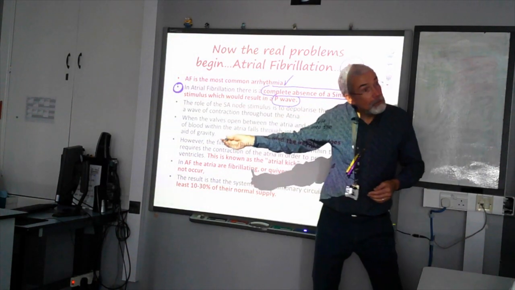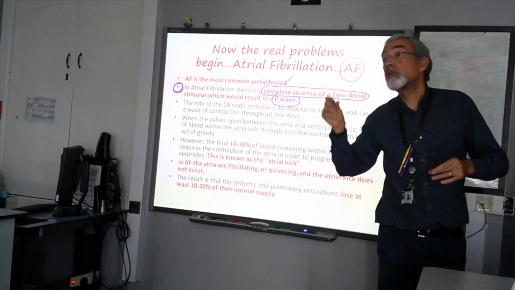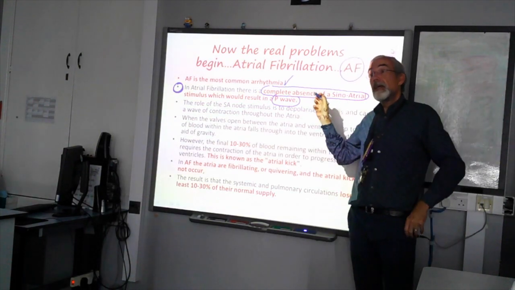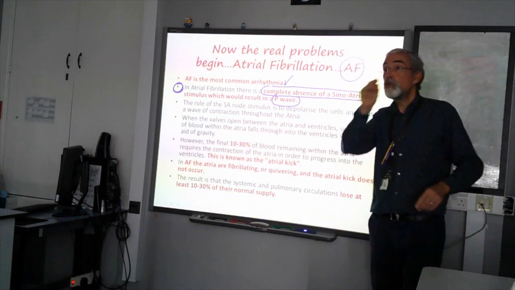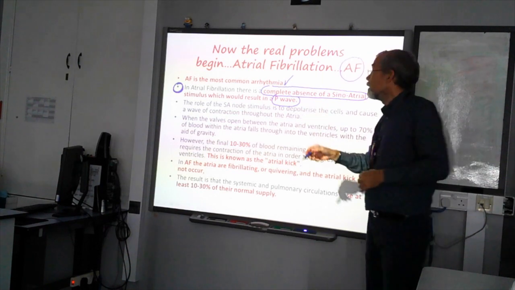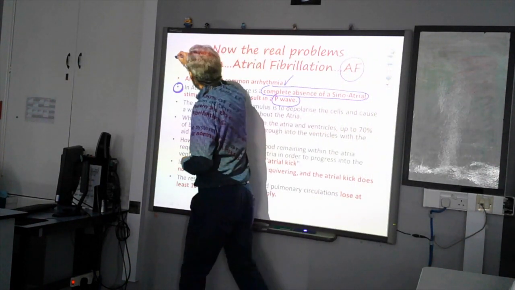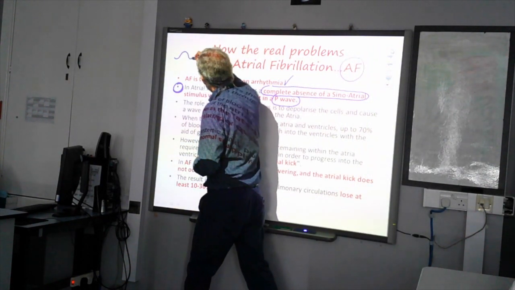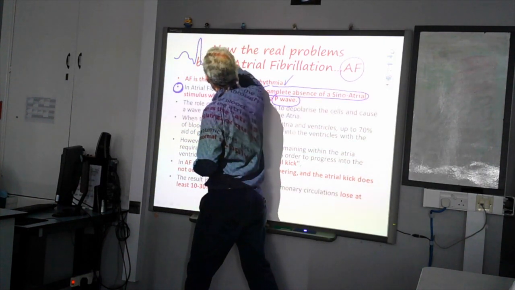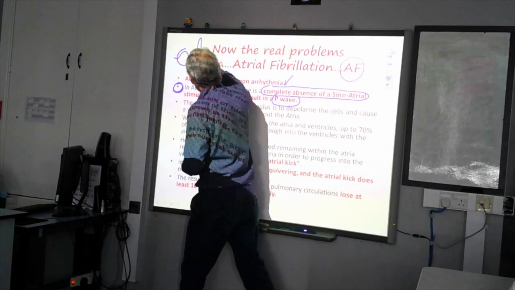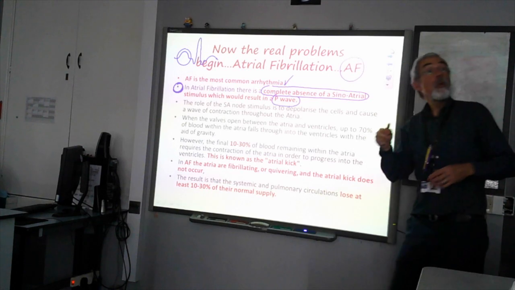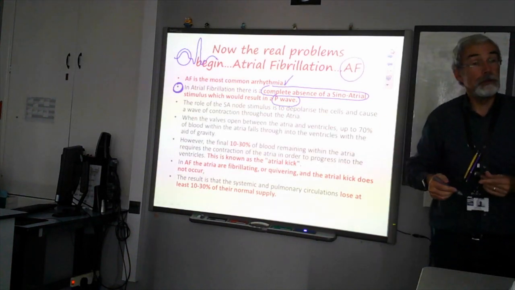The most common type of arrhythmia, and the biggest diagnostic feature of this is the fact that there is no smooth, rounded P wave. So the P wave that we'd normally see before Q, R, S, and T is now completely absent.